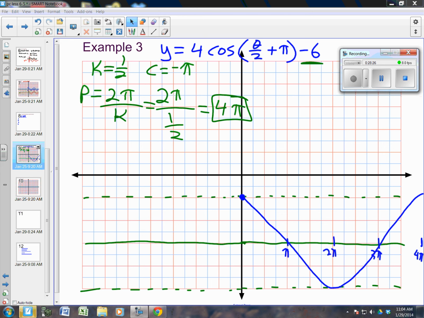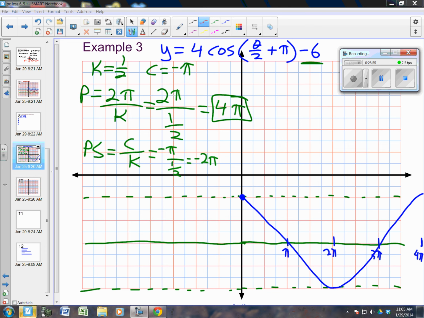Okay? Now, it's going to shift. We got to find the phase shift. What's the phase shift going to be? Phase shift, C over K. So C is negative pi over 1/2. If I flip that over, what am I going to get? Negative 2 pi. That means this thing's going to shift. Which way? Left, 2 pi. That means my new function, everything's going to shift. So there's 2 pi. This point right here is going to shift to right there, right? No. Left. Negative 2 pi. It's going to shift clear over here. You got it. You're right.